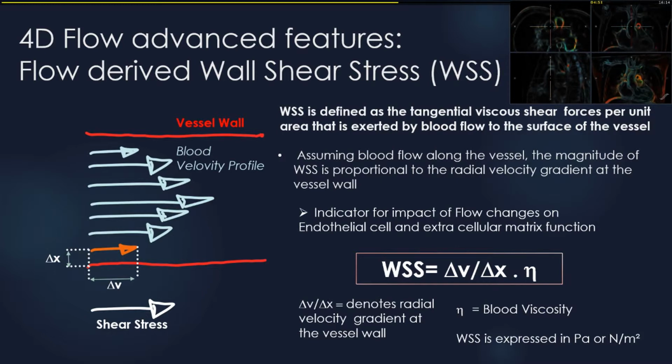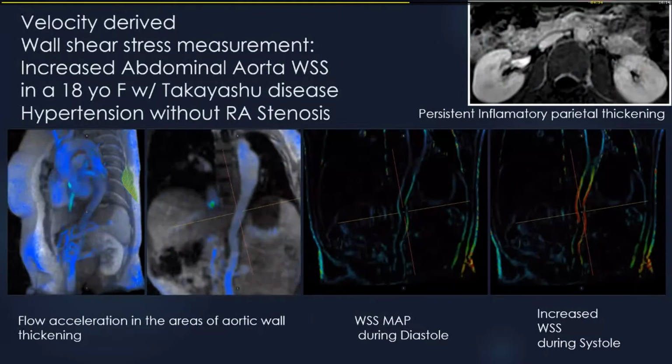We can push things even further and access flow-derived wall shear stress. The wall shear stress is a tangential viscous shear force per unit of area that is exerted by blood flow to the surface of the vessel. So this wall shear stress can be increased each time that we have an acceleration, and we can see where on the aortic wall or vessel wall we can have this increase of wall stress.